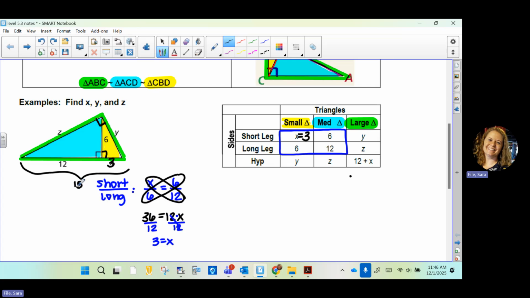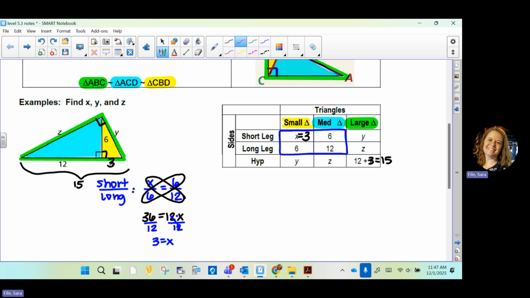15. So I can come and put that in my table. Since that's a 3, now I know that's 15. So far, so good? So I found one of my missing pieces was 3. Now I'm going to look for another proportion that I could set up.